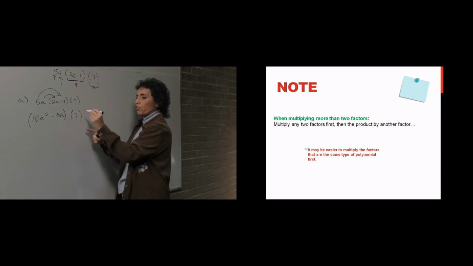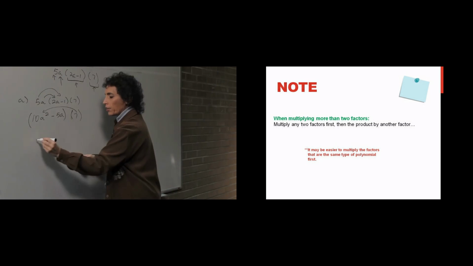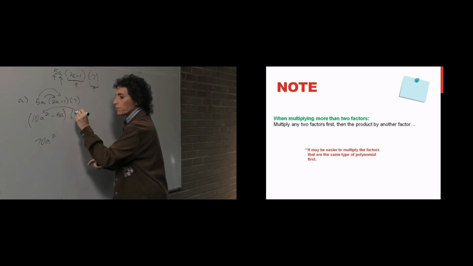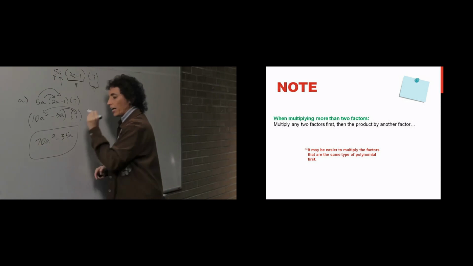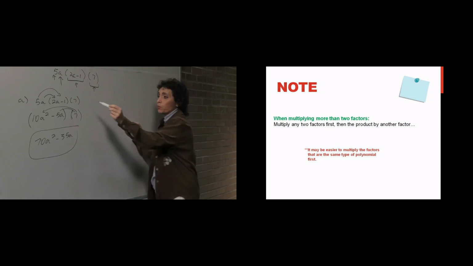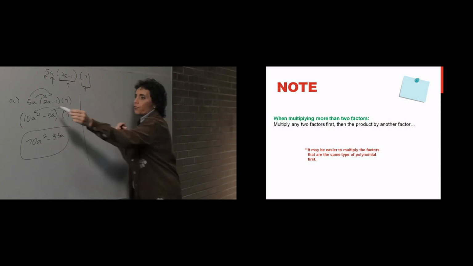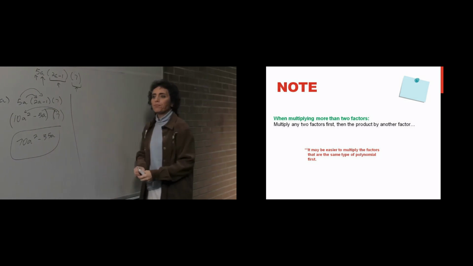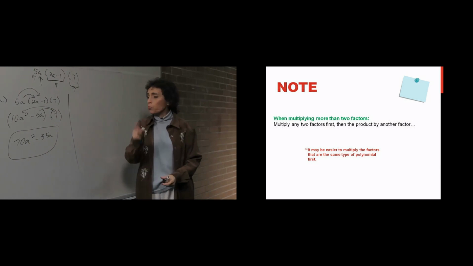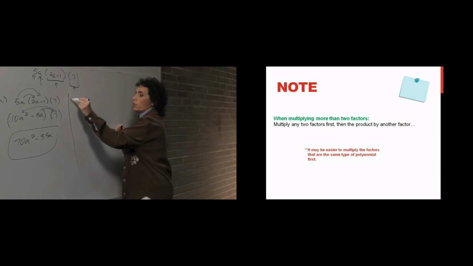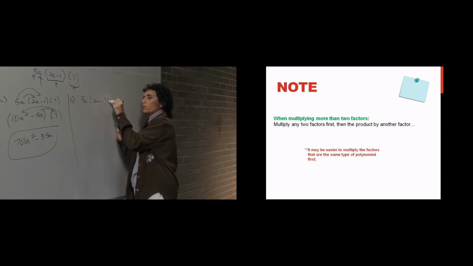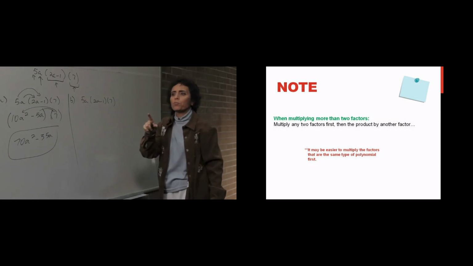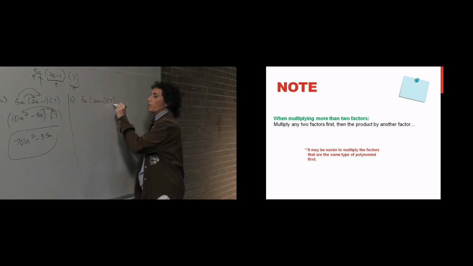Now I could distribute the 7 and get 70a squared minus 35a. So that is the answer to that question. And that's by multiplying the first 3 factors first. Okay? Here we go. The next method asks me to do 5a times 2a minus 1 times the 7. The second thing asks me to multiply the 7 and the 2a minus 1 first.